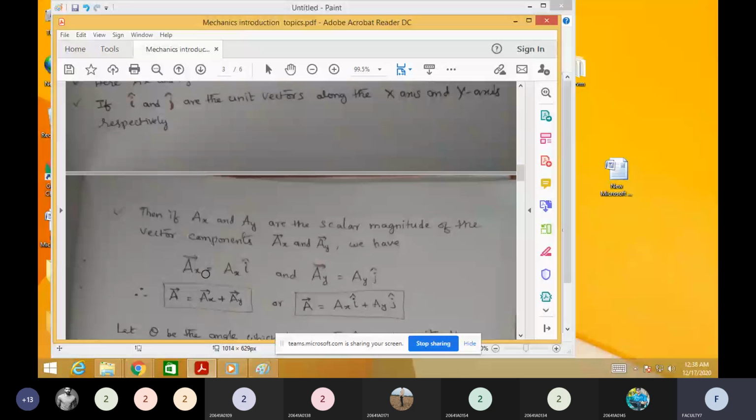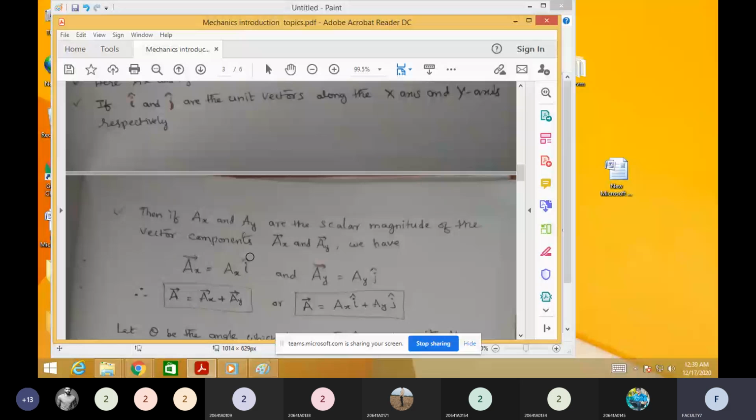Along the x-axis we get i cap. This gives the direction. What is the direction here? i represents the direction along the x-axis. So this is the direction and ax is the magnitude. So ax is a vector, a component of the vector a, which can be given as ax i cap.